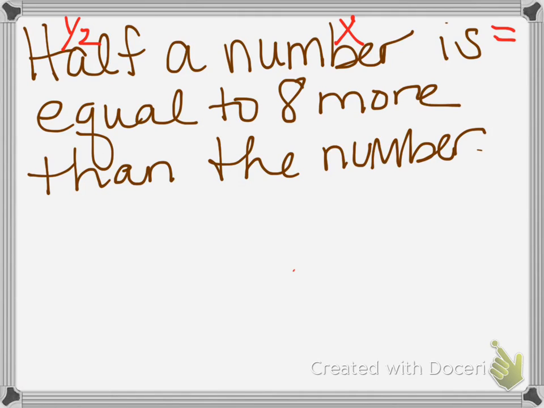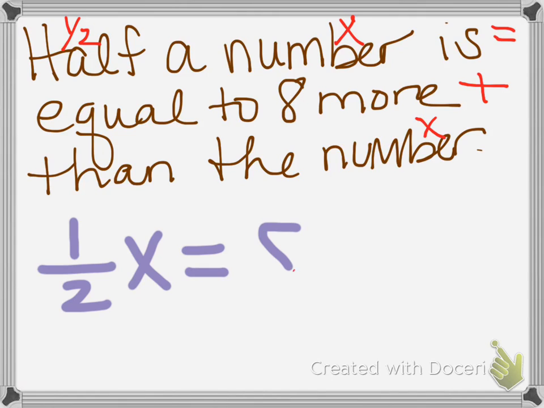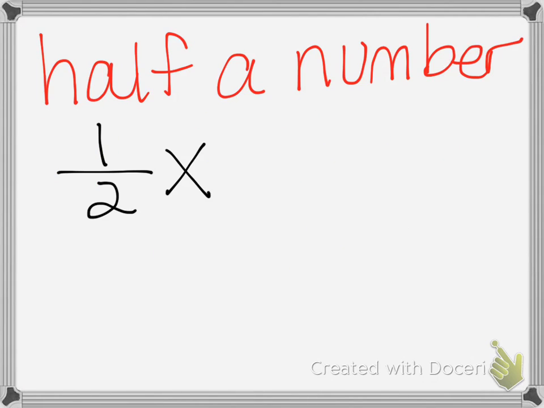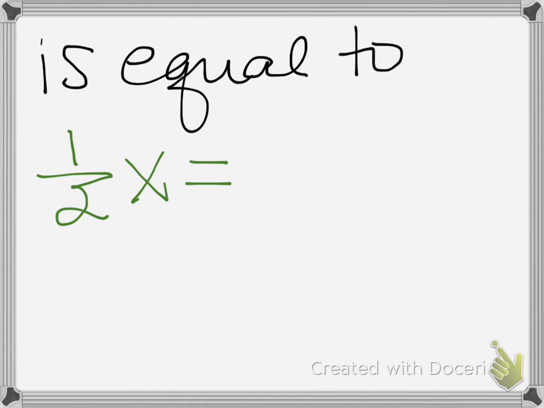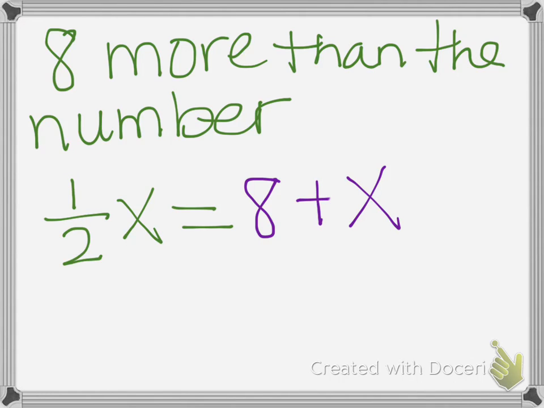To 8 more than. Okay, now back in the beginning we said that more than meant plus the number. We already said the number is x. Now look what we actually have on top of these numbers. We have, very simply here, if we write down what's in red, if we write down our annotation, we have half x equals 8 plus x. Half a number, half of x, is equal to 8 more than the number. Half x equals 8 plus x.